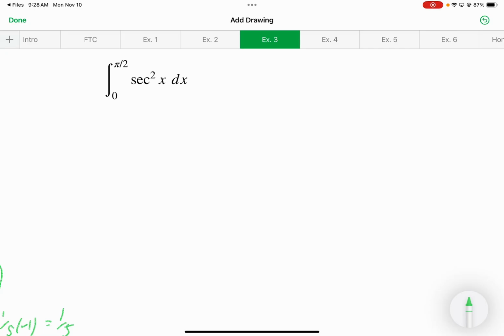Integral from 0 to pi over 2 of secant squared x dx.